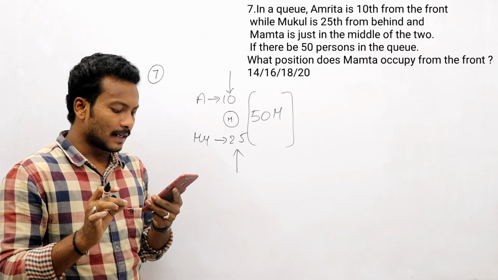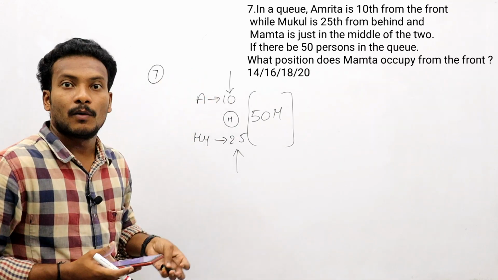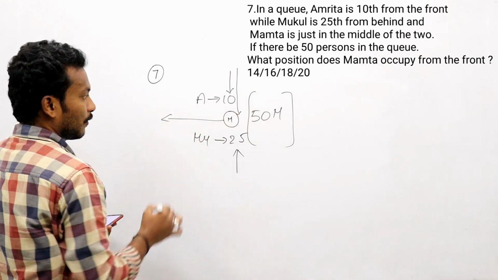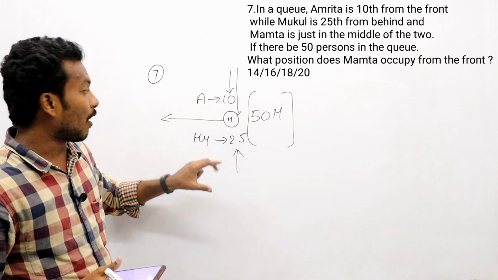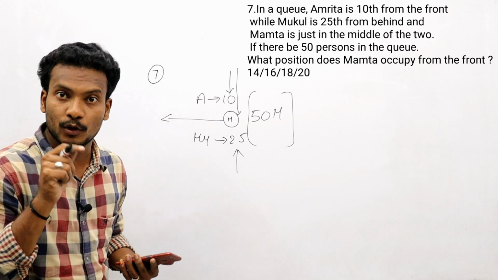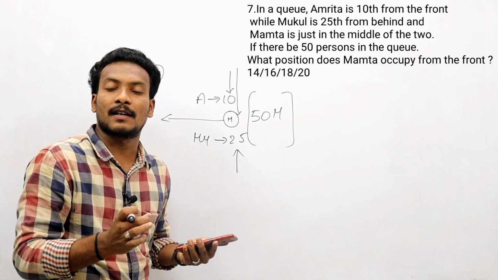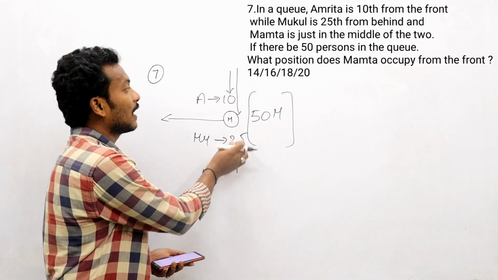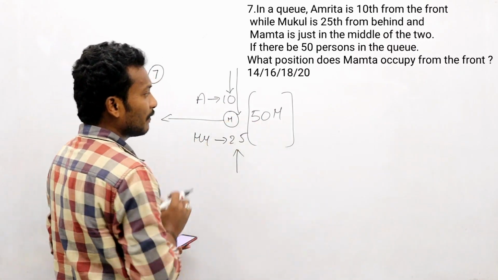What position does Mamata occupy from the front? Now he is asking from the front, what is the position of Mamata? We have to find the position of Mamata from the front. Here it is exactly the middle of A and M. First we have to find the middle person of A and M. What is that position? Then we can get the answer. For finding the middle person, we need positions from the same side. Here it is 25 from here. Now here 10 is from here. That's why we are taking a total of 50 members.